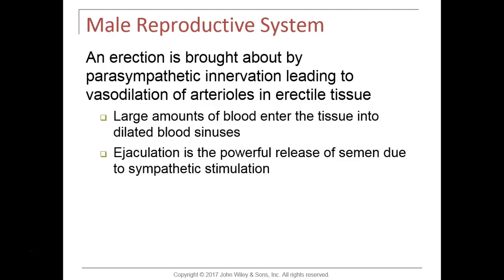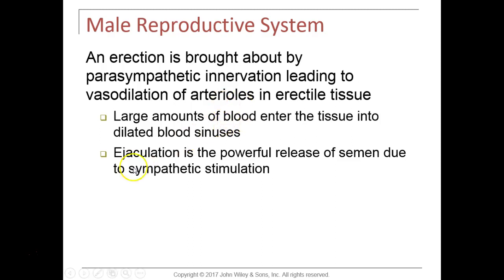First of all, the erection itself of the penis is caused by a parasympathetic reflex. So the parasympathetic division of the autonomic nervous system is responsible for causing the erection of the penis because it induces vasodilation of arteries, or small arteries, arterioles, in the erectile tissue, which causes the erectile tissues to gain large amounts of blood. And as the blood enters these sinuses it compresses the veins, which prevents the blood from leaving, and basically the blood gets trapped in the erectile tissue for a certain period of time.